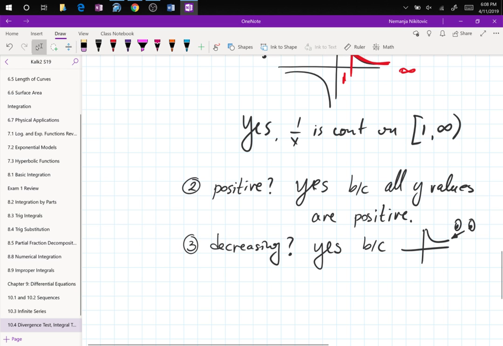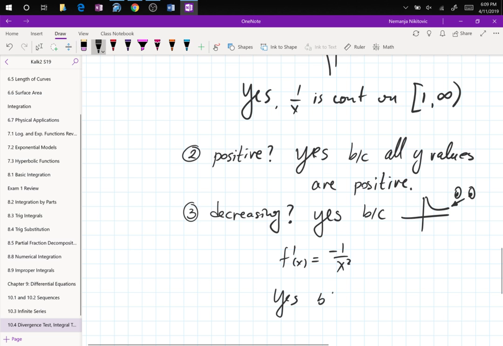Remember that if we take the derivative, if the derivative is negative everywhere, it's decreasing. If the derivative is positive, it's increasing. So we can also do the first derivative, and we know that f prime of x in this case would be negative 1 over x squared. Now, would you all agree that x squared is always positive? So 1 divided by x squared will always be positive, and you have a negative in front. So the other way to explain this is to show the first derivative. You find the derivative and then you say yes, because f prime of x is always negative on 1 to infinity.